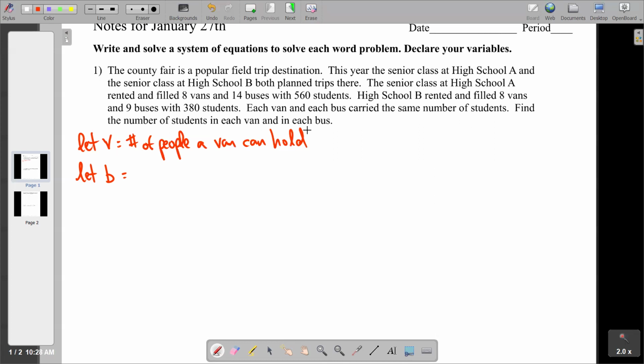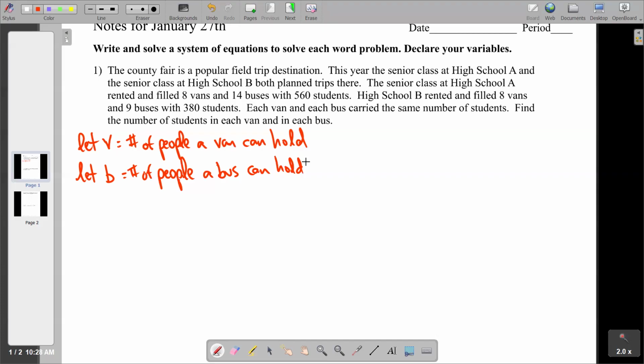What's B going to be? The number of people a bus can hold. So when we read this problem, we understand that they are filling the vans and the buses, because there could be a loophole. If the vans and the buses aren't full, then this problem can't really be solved. We wouldn't have enough information. But assuming that each van is full and that each bus is full, then we can actually write a system of equations. Okay, so that is step one.